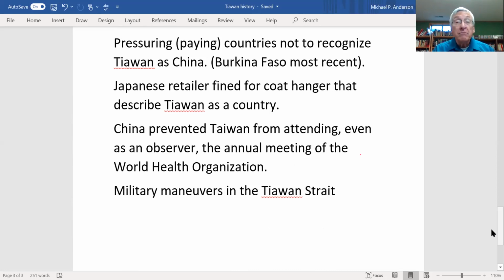And then they are constantly doing little military maneuvers in the Taiwan Strait, just kind of sending a message, hey, Taiwan, we're here. We've got a big military, and someday we're coming for you.